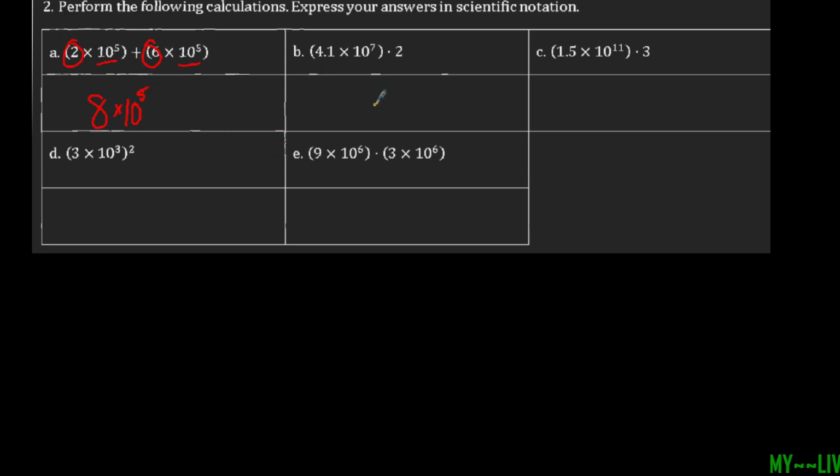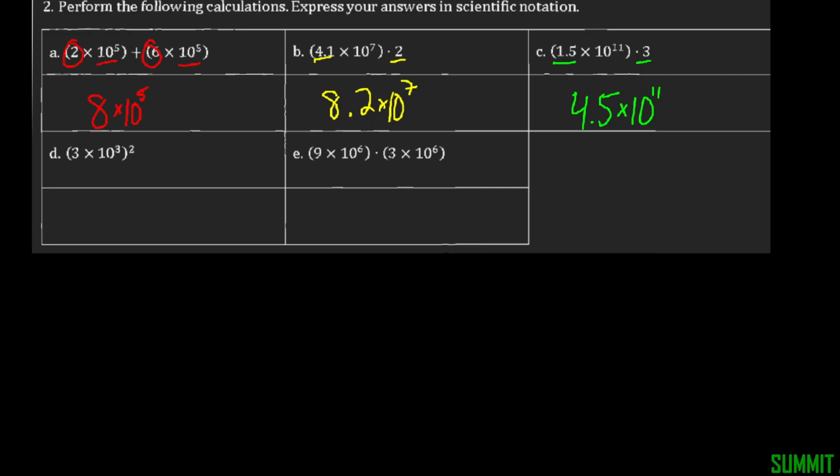For our next one, we can just multiply it by 2. So I'm going to multiply 4.1 times 2. So this is going to be 8.2 times 10 to the exponent of 7. Then for the next one, same idea, I can multiply these together. So this is going to be 4.5 times 10 to the 11th power.